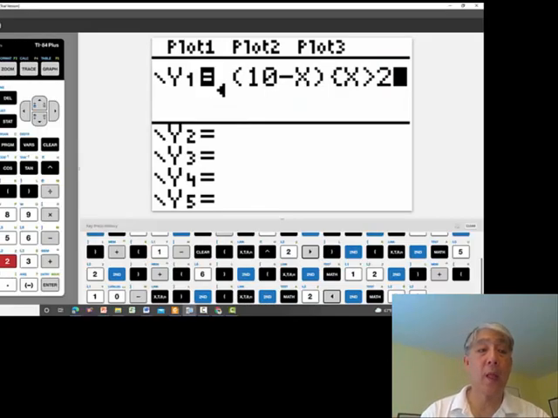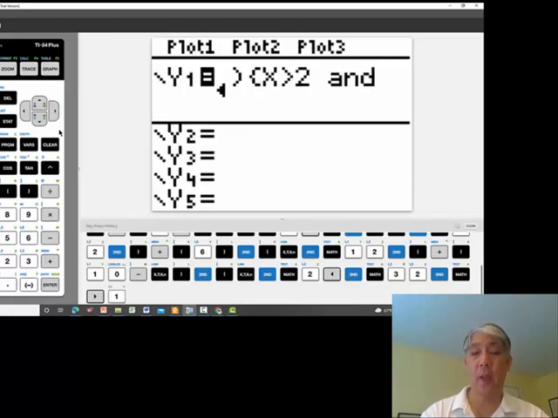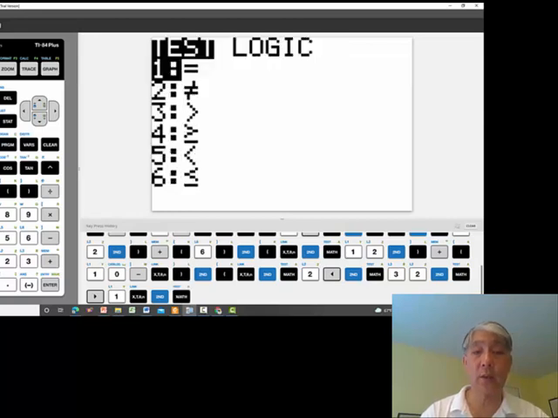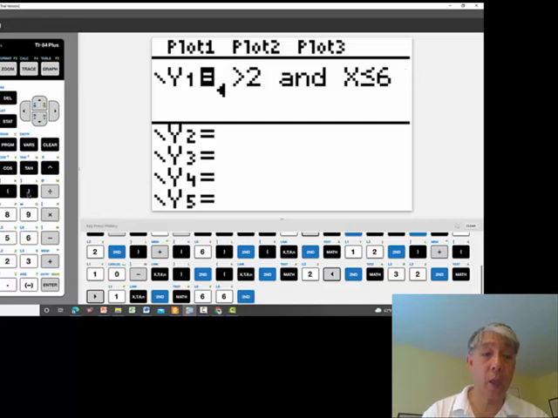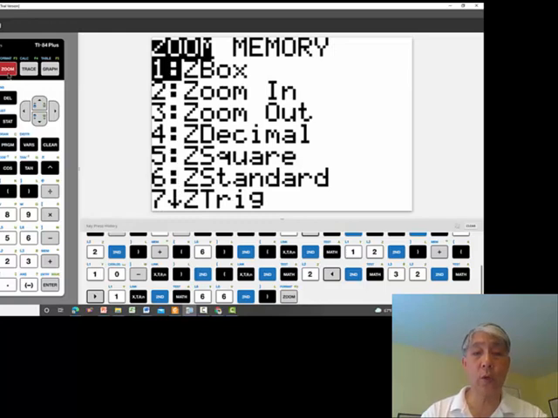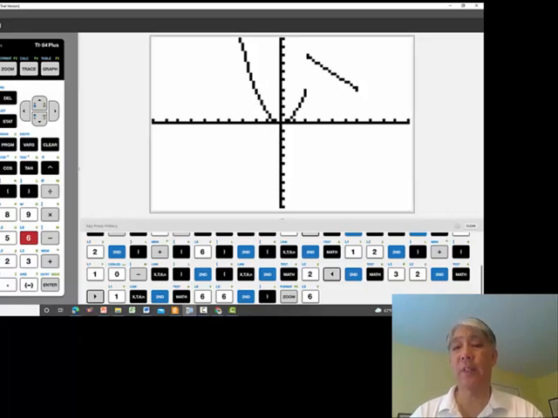to 6. And to do that, I still go to second test, but I have to arrow over to the logic choices and choose and. In this case, x second test less than or equal to 6. Close curly. And let's set the standard zoom window, 6, and we have the same picture. You can't quite see the dot, but it's the same picture.